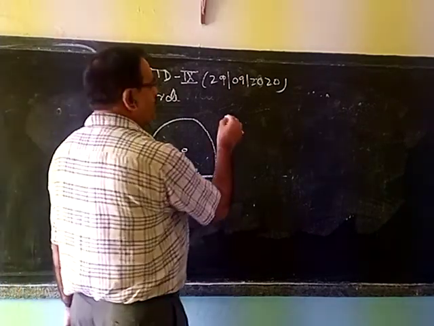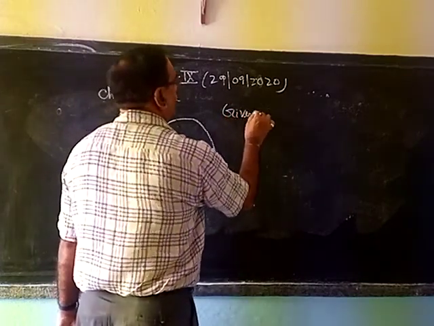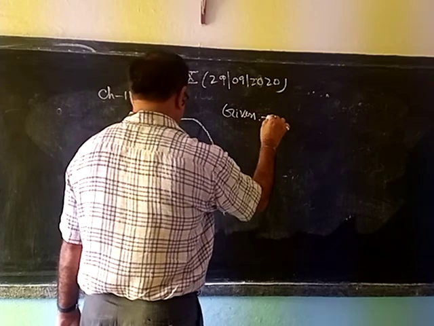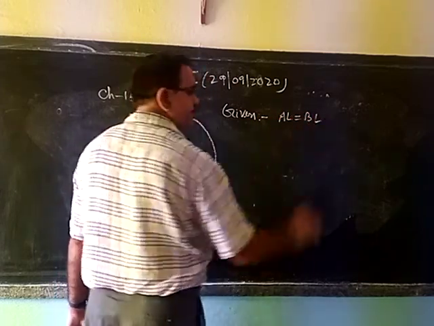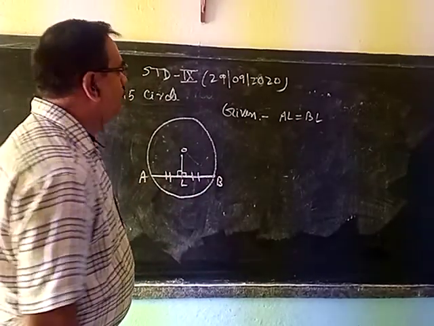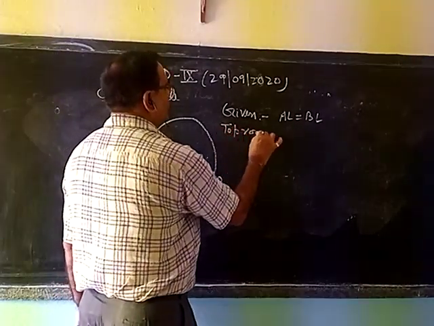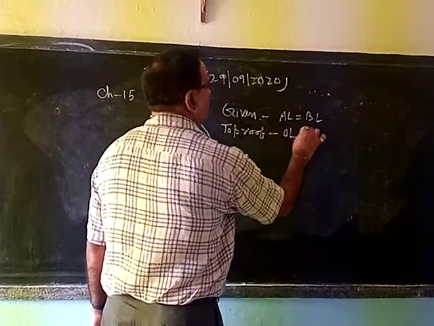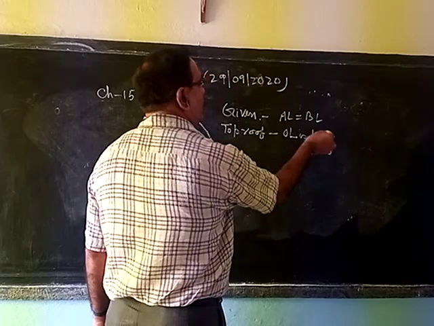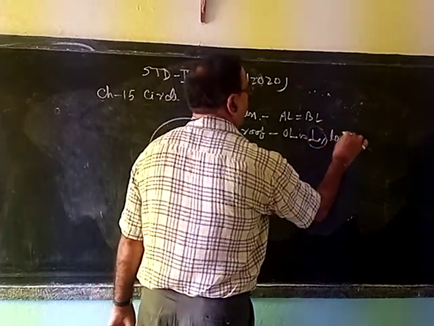So how to write the theorem? Given: what is given? AL is equal to LB. It is given. What you have to prove? Next you have to write, to prove. OL is perpendicular, this is the symbol of perpendicular, to AB.